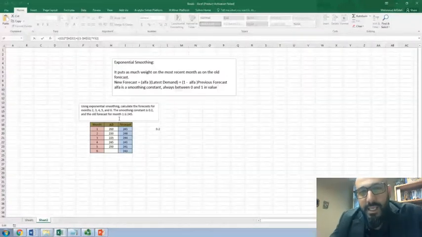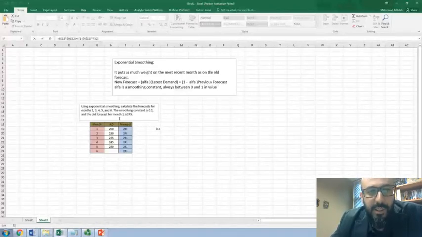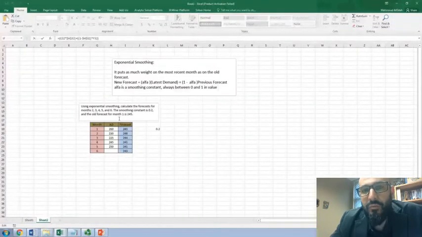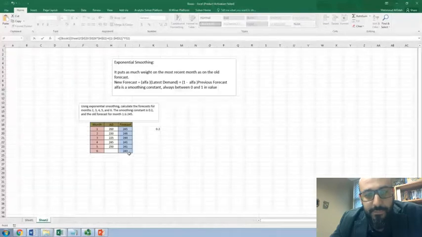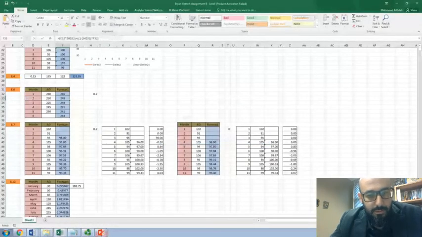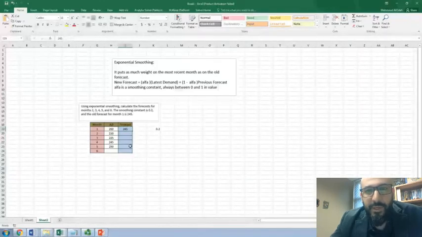Okay, let's take an example here and explain this concept. Using exponential smoothing, calculate the forecast for months 2, 3, 4, 5, and 6. The smoothing constant is 0.2, and the old forecast for month 1 is 245. Okay, I'm going to delete these. All right, delete this. Okay, the 245 forecast is given.